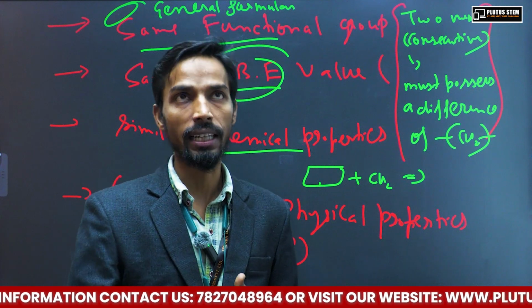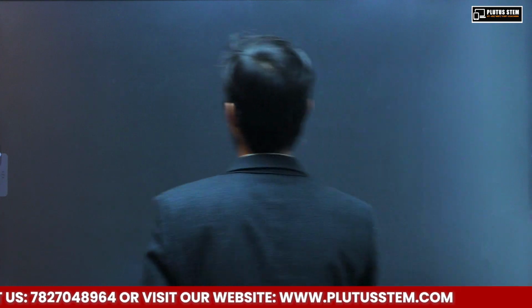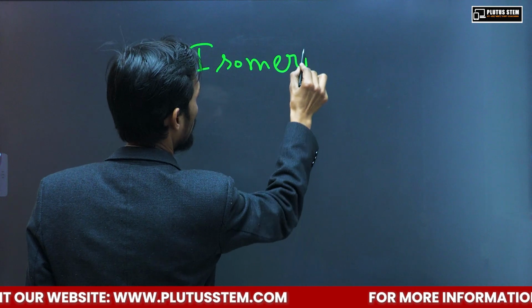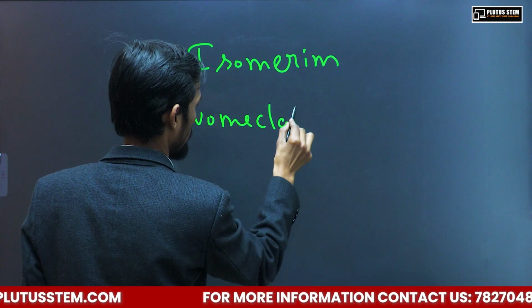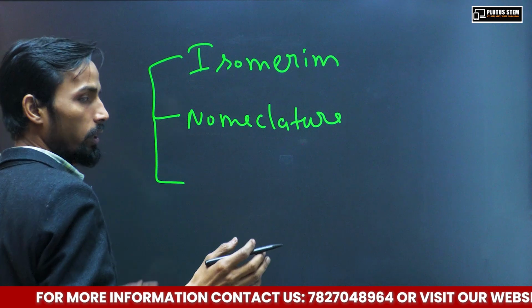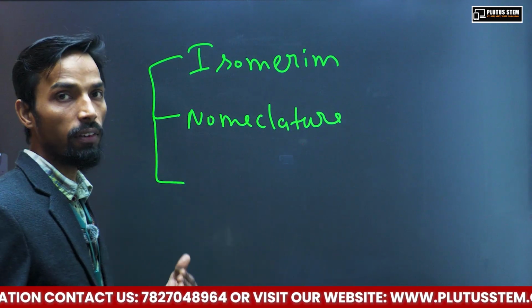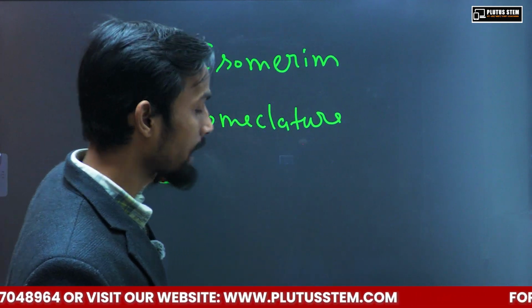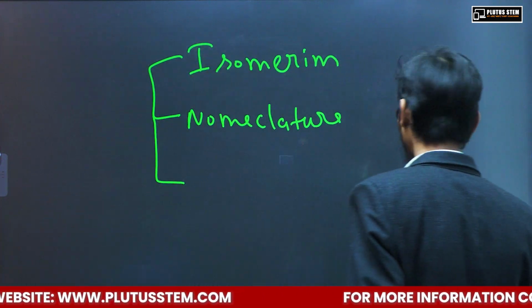We will be discussing nomenclature and isomerism. These two important topics and some more small topics remain in this basic organic chemistry, and after that we will proceed to general organic chemistry. If you have any query regarding anything we have discussed, or you need a detailed video on it, you can comment and I will provide that also.